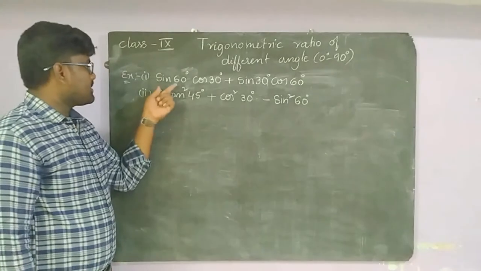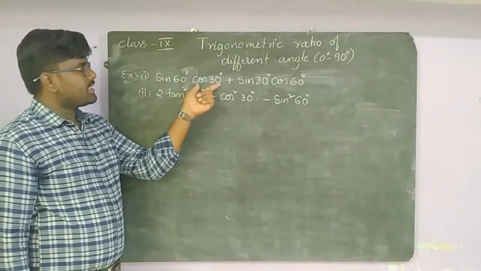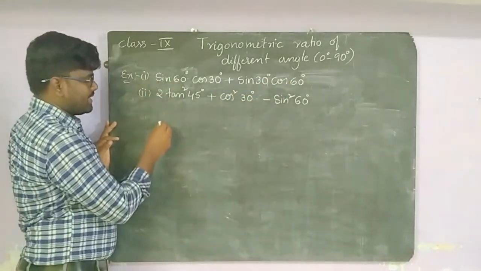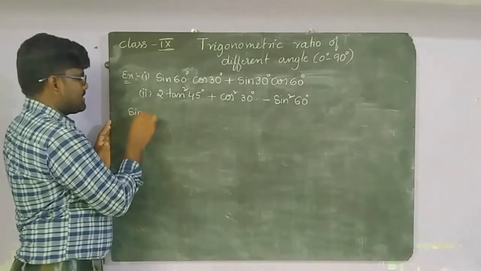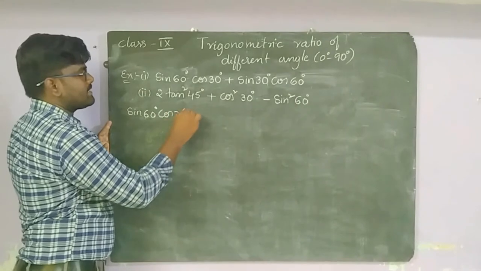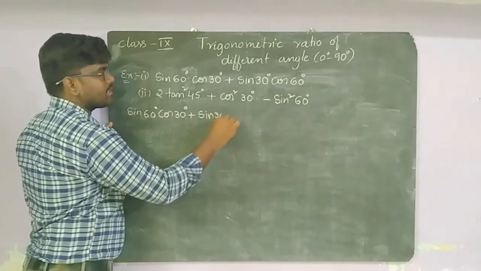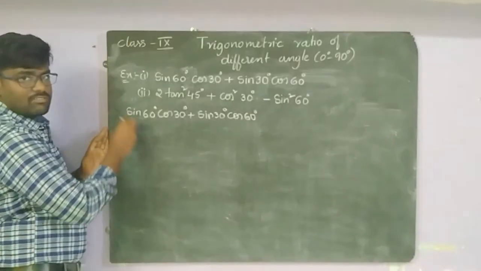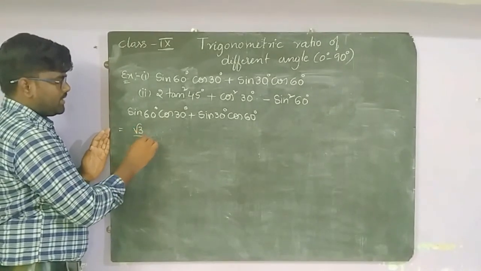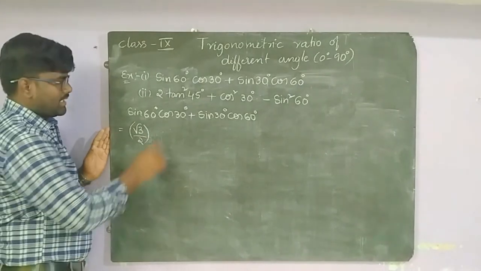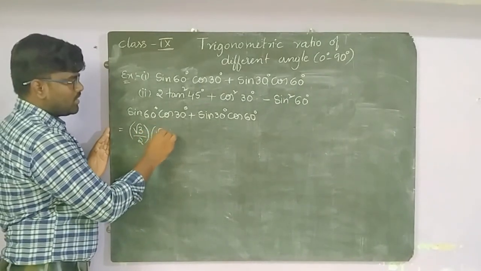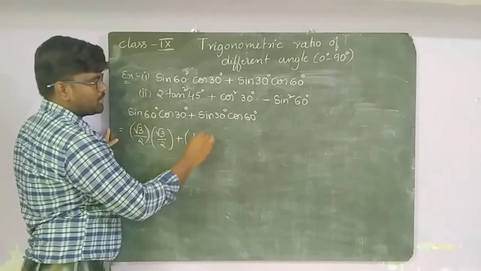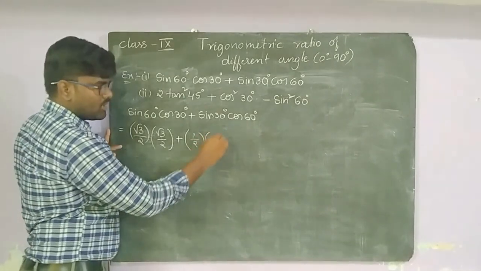So the examples. The first one: sine 60 degrees into cos 30 degrees plus sine 30 degrees into cos 60 degrees. We know these values. Once you remember the table, sine 60 degrees is root 3 by 2, into cos 30 degrees, also root 3 by 2, plus sine 30 degrees is 1 by 2, into cos 60 degrees, also 1 by 2.